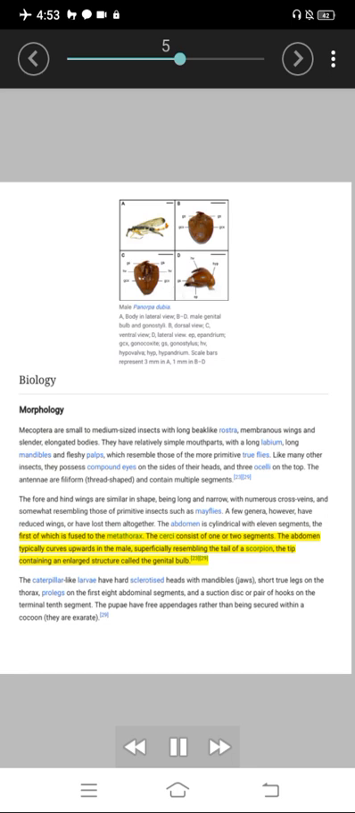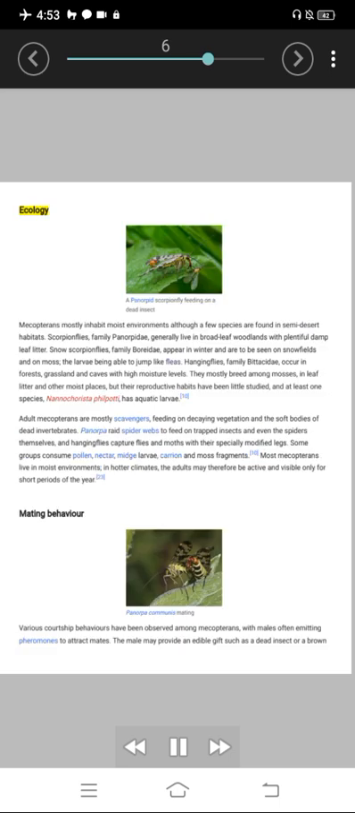23, 29. The caterpillar-like larvae have hard sclerotized heads with mandibles, jaws, short true legs on the thorax, prolegs on the first 8 abdominal segments, and a suction disc or pair of hooks on the terminal 10th segment. The pupae have free appendages rather than being secured within a cocoon; they are exarate. 29. Ecology. A panorpid scorpionfly feeding on a dead insect.